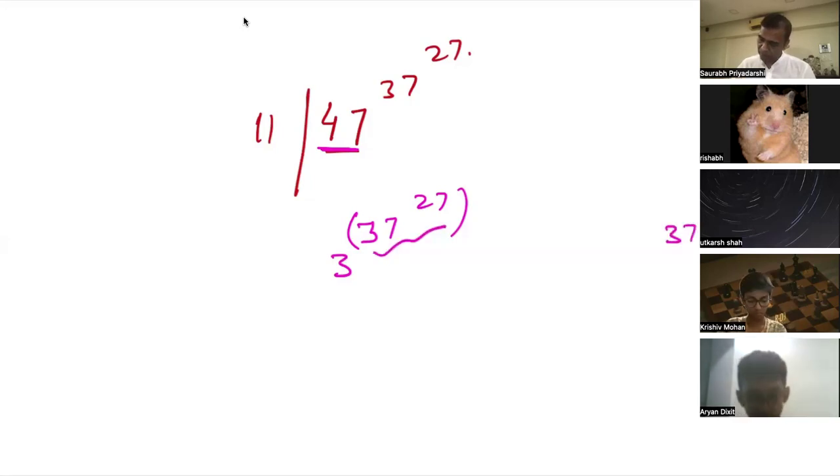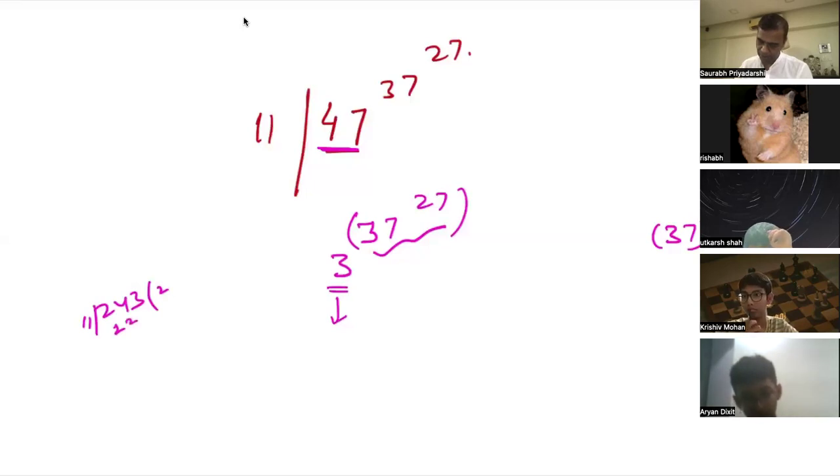It's 37 to the power 27, but I have to make sure what power of 3 will give me the answer in the nearest form of 11. So 3 square is 9, 3 cube is 27, not coming, 3 to the power 4 is 81, not coming, 3 to the power 5 is 243. Yes, 243, when I divide that by 11, 22, 2, 3, 2, 22, remainder 1. Wow.